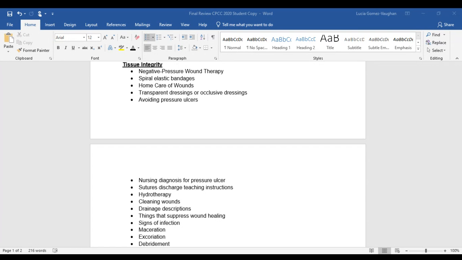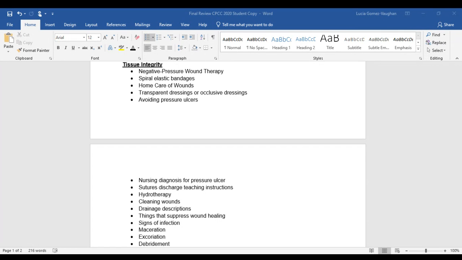So know your nursing diagnosis for impaired tissue integrity. With impaired tissue integrity, something's already going on. They already have a pressure ulcer, and tissue integrity is impaired. For risk for impaired tissue integrity, we have risk factors like immobility, malnutrition, incontinence. They are at risk for impaired skin integrity.